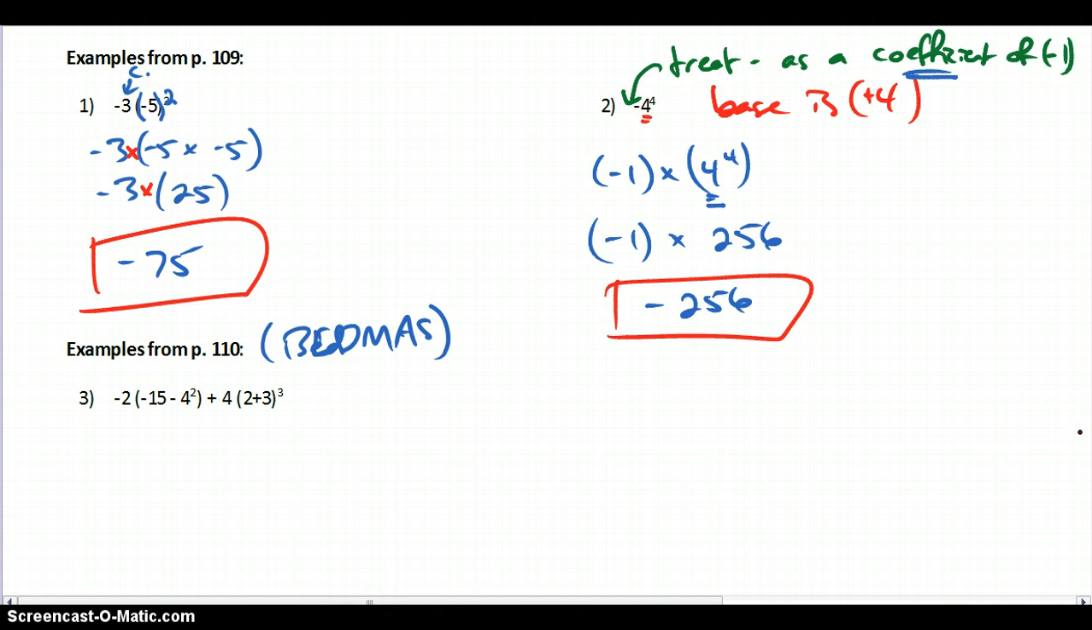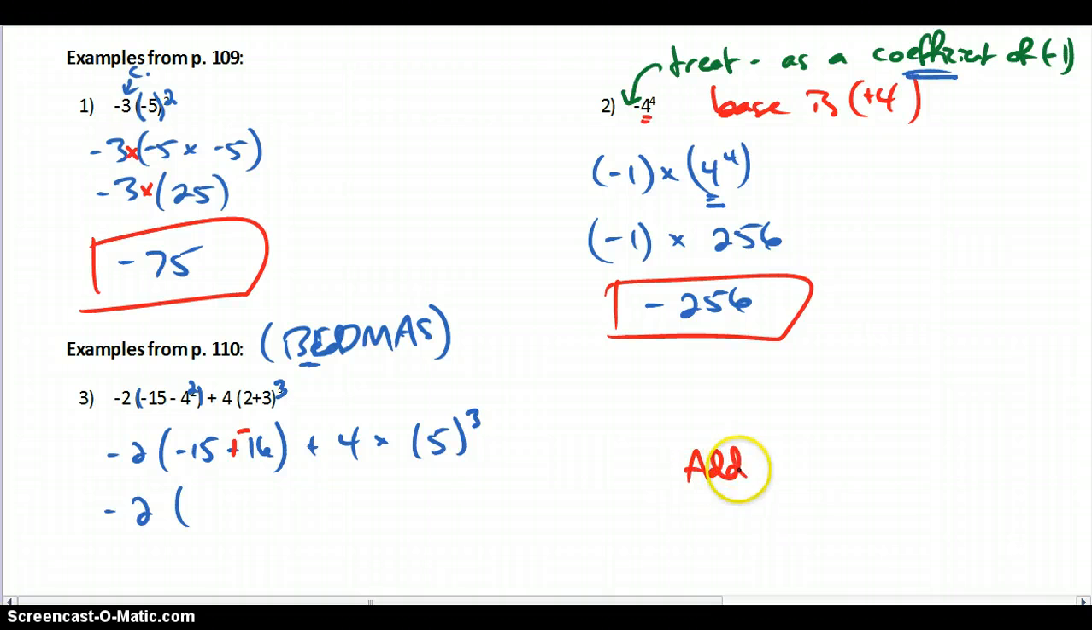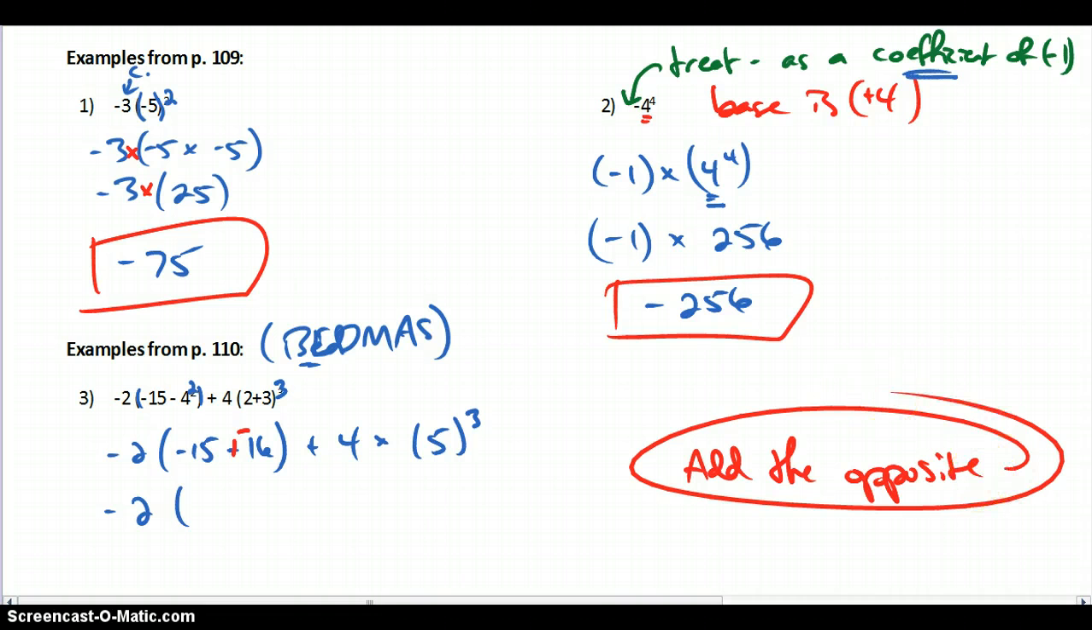Later we get into more complex, more involved order of operations problems like number 3. Here we see we've got a couple sets of brackets, a couple of exponents. So we'll do brackets and exponents first. So -2 times (-15 minus 4 squared minus 16) plus 4 groups of 5 cubed. So again, I'm still working within the brackets here. I could add the opposite, that's the rule we could use there. We could add the opposite when we're subtracting integers.